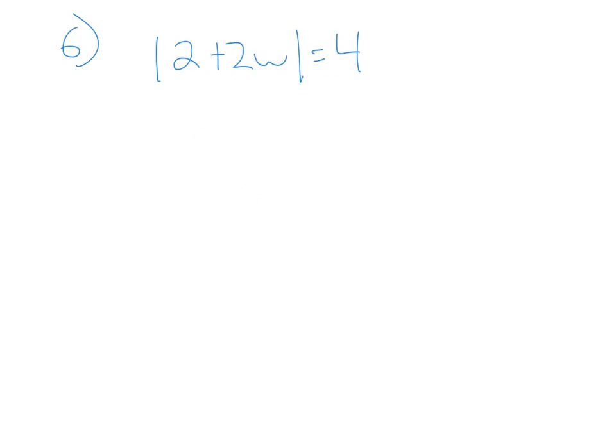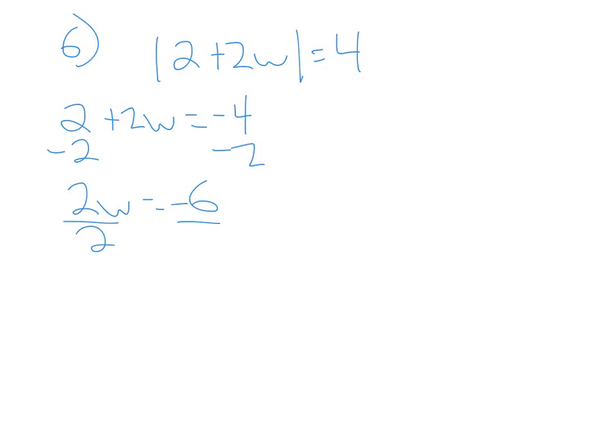All right, here's the continuation from the last slide. This is what we got when we isolated the absolute value. I'm going to go ahead and say 2 plus 2w is equal to -4. And I'm just going to solve for w. I'm going to subtract 2 from both sides. I got 2w is equal to -6. Then I'm going to divide both sides by 2, and w is equal to -3.